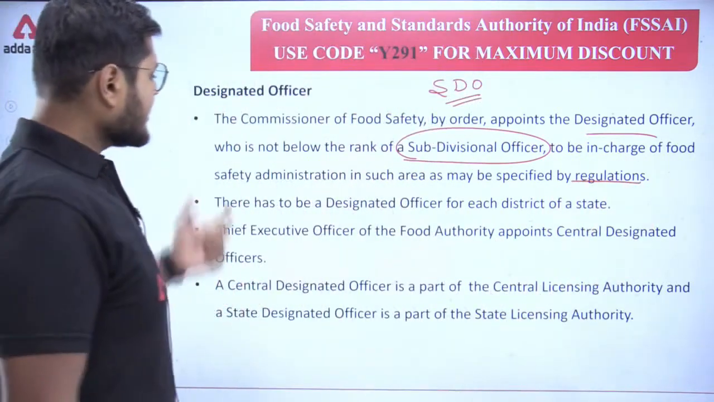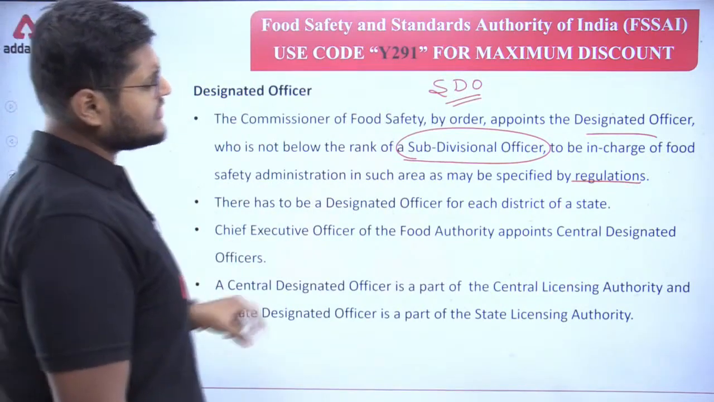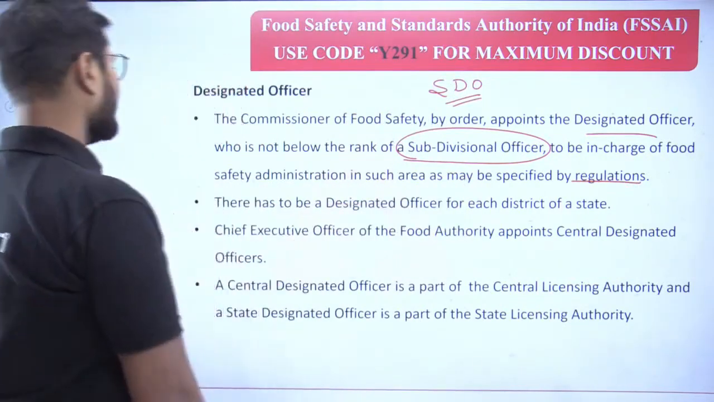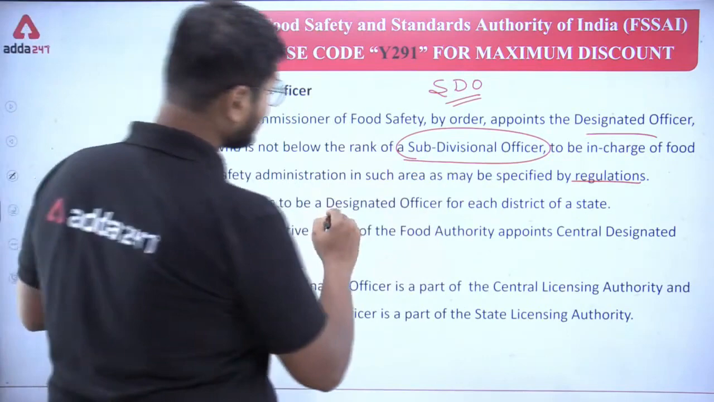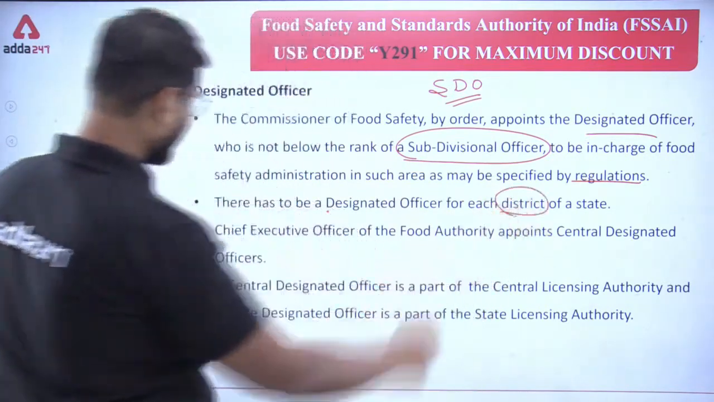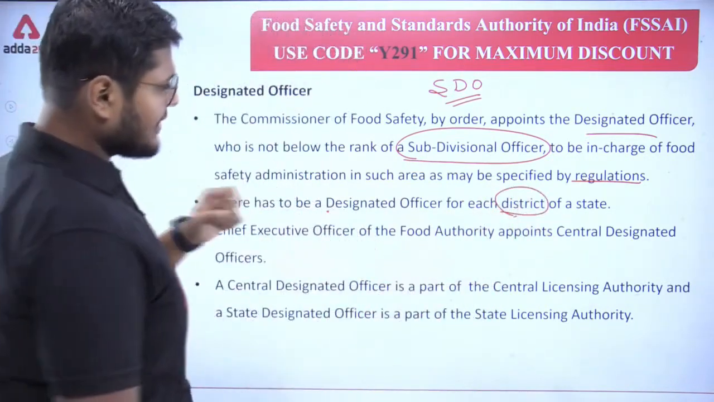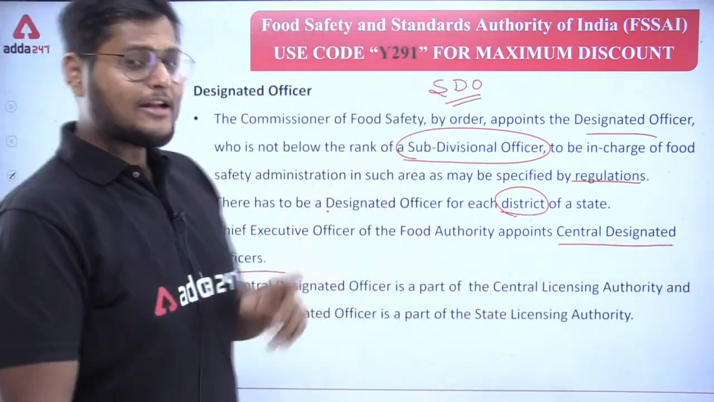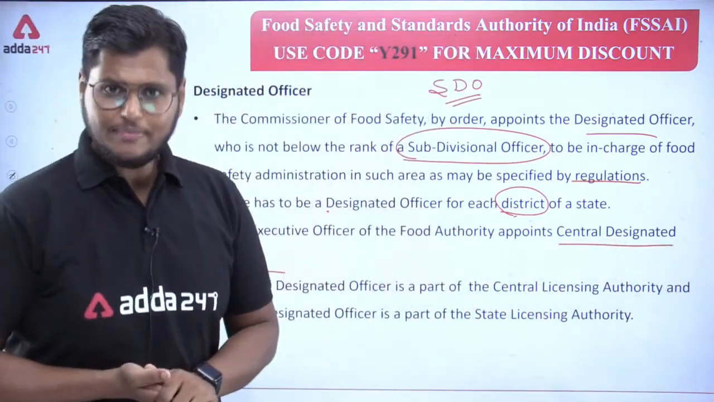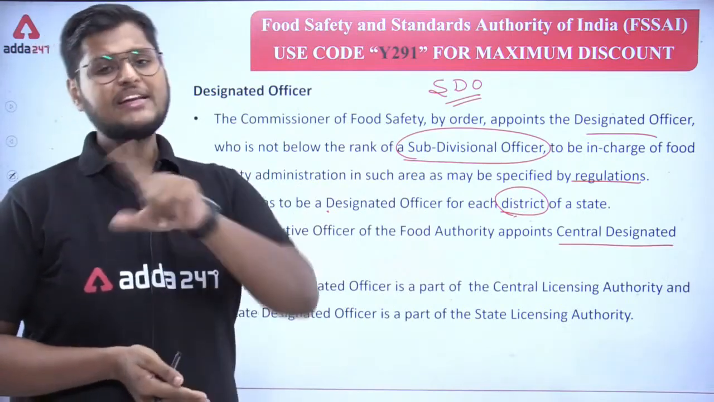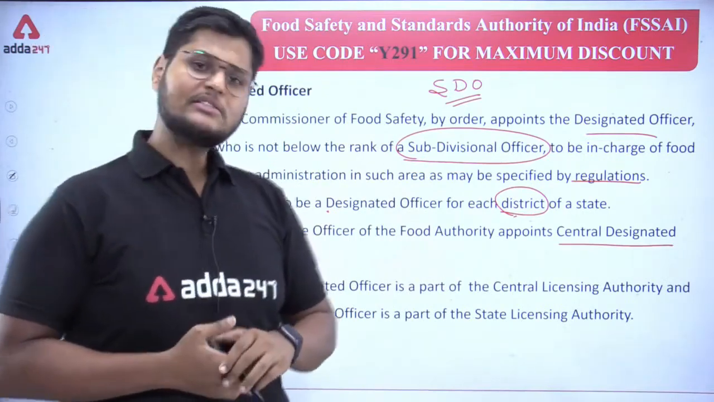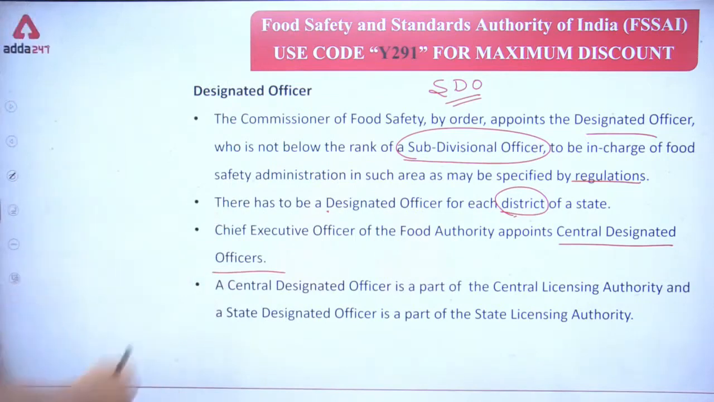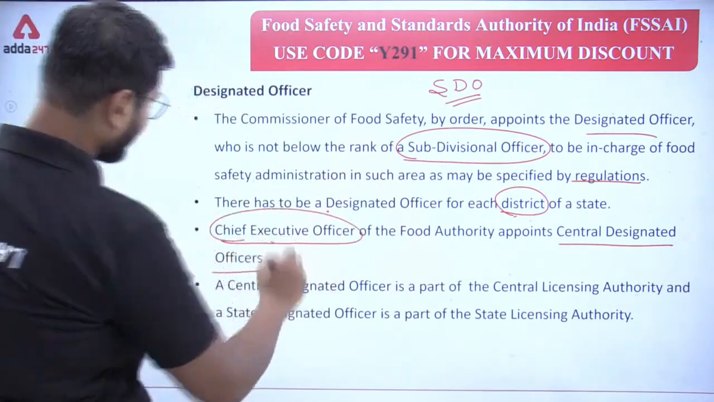Okay, next, there has to be a designated officer for each district of a state. Okay, so for each district there should be a designated officer. Chief Executive Officer of the Food Authority appoints central designated officer. Okay, now the state designated officer is appointed by the State Food Safety Commissioner, but in case of central designated officer, the designated officer is appointed by the CEO, Chief Executive Officer.